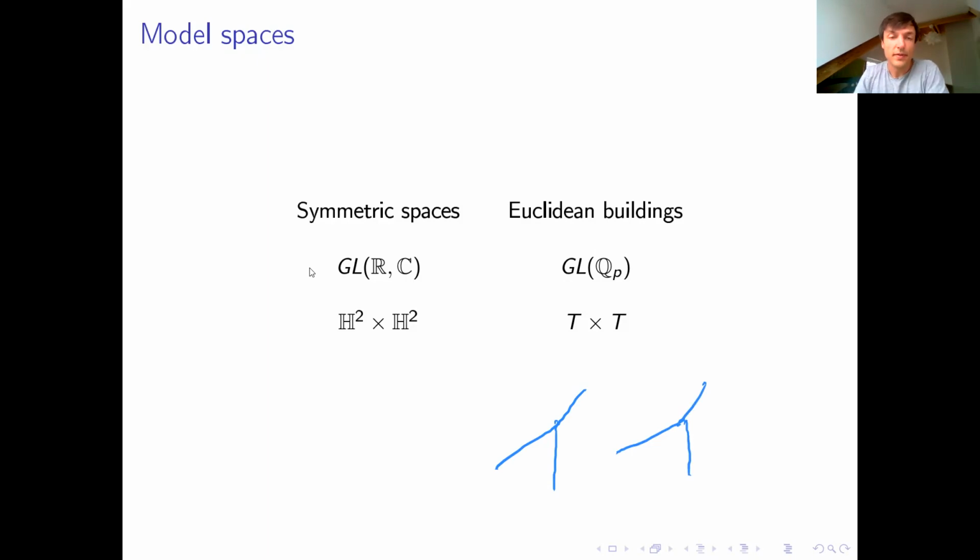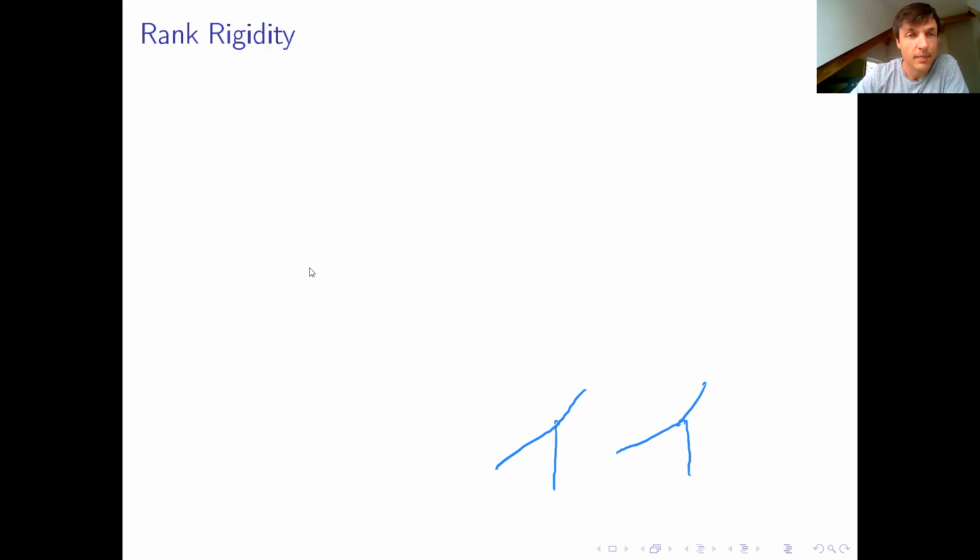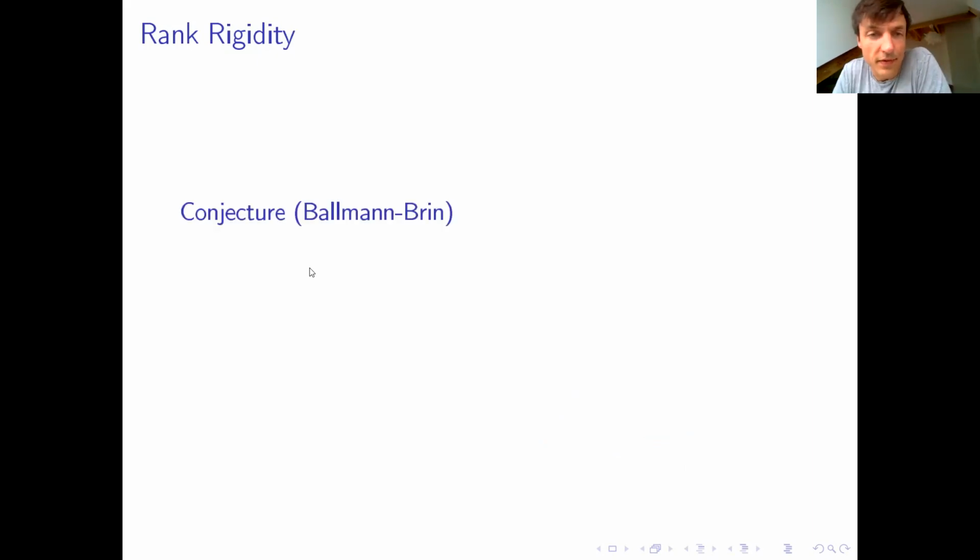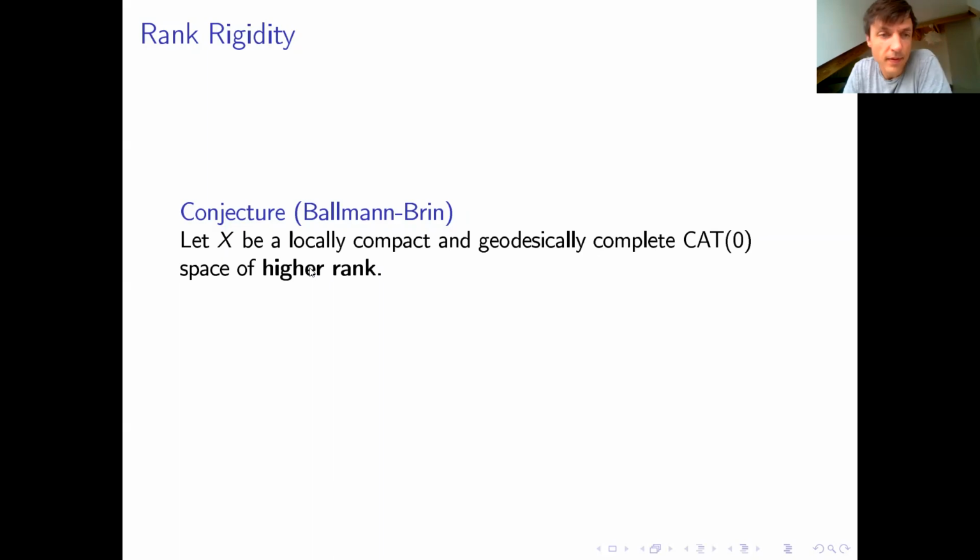So why do I bring these examples up? They are what is behind the motivation of this talk. And the talk is motivated by the following conjecture. I'm not really sure, I think it's due to Ballmann, but it appears in a paper from 2008 by Ballmann and Brin. It claims the following. If you have a locally compact and geodesically complete CAT(0) space of higher rank, remember that means every geodesic lies in a 2-flat or higher dimensional flat.